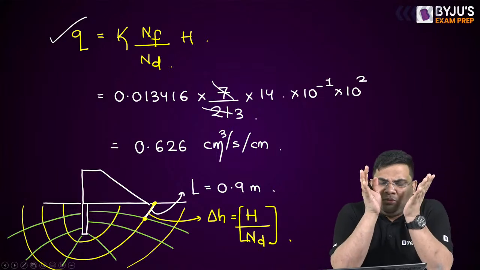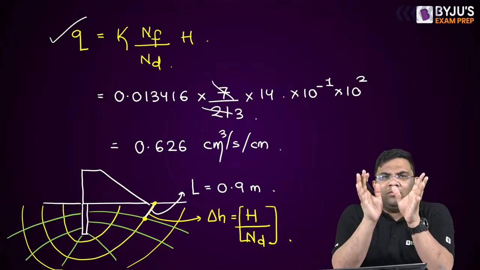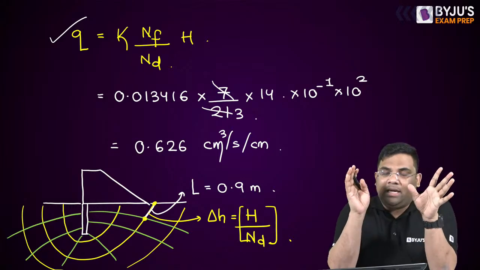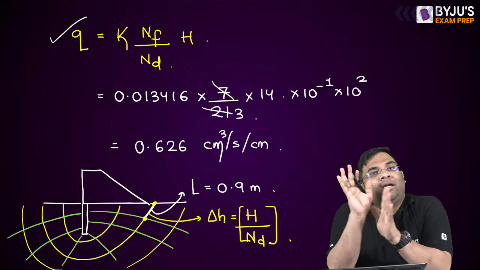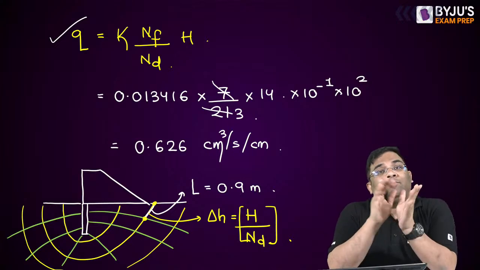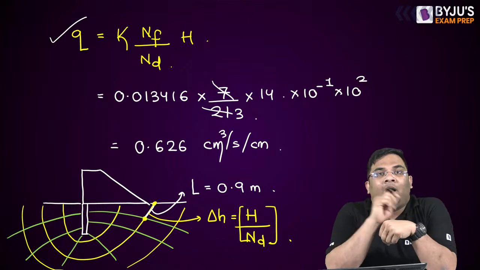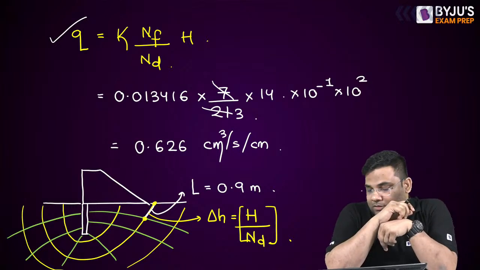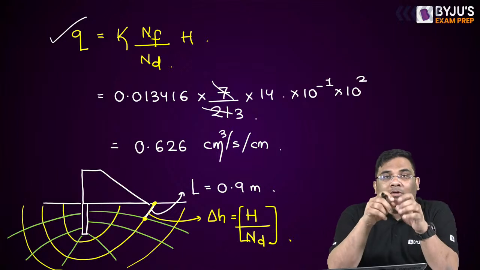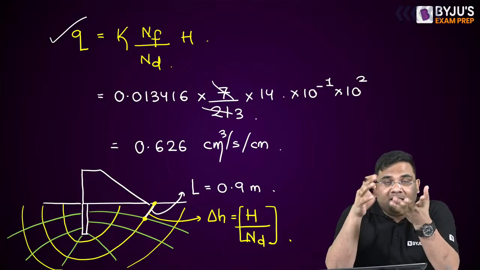See, total head difference is how much? Going from here to here, this much total drop happened. And the number of drops is what? Suppose ND. So per drop, how much happened? Total drop divided by number of drops. That is what? Per drop. So per drop, this much is the head difference.